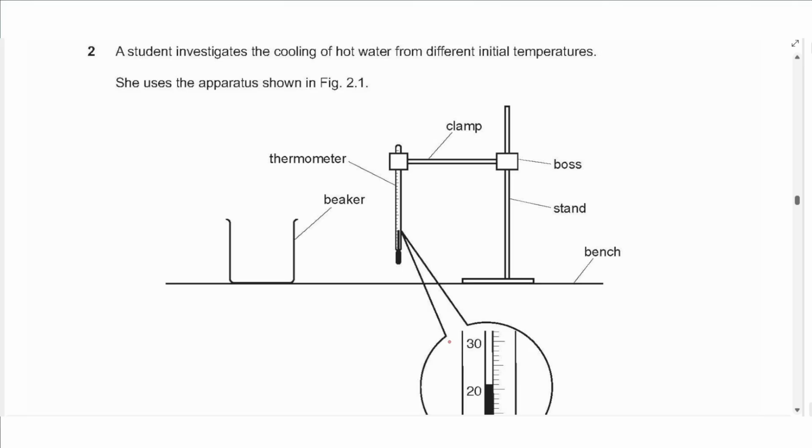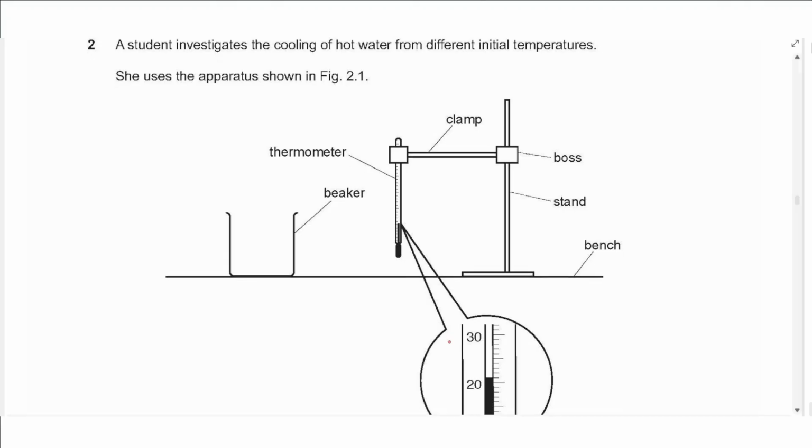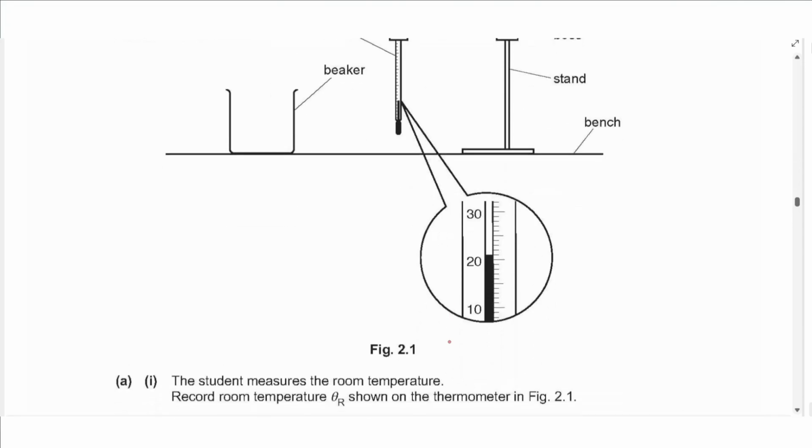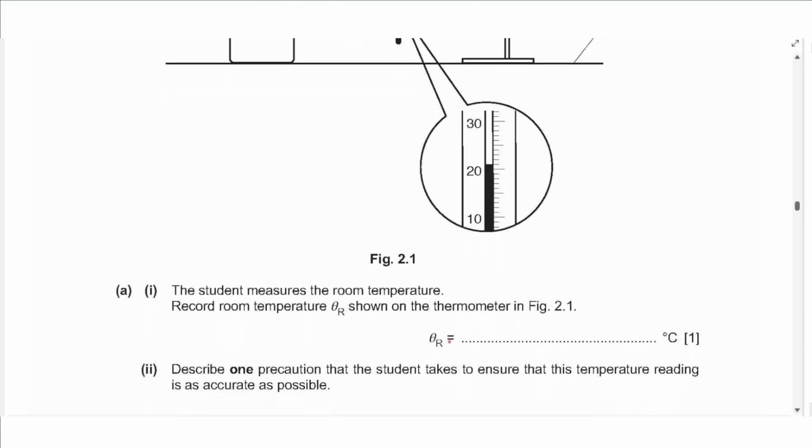Question 2 says, a student investigates the cooling of hot water from different initial temperatures. She uses the process shown in figure 2.1. There is a clamp holding a thermometer and there is a beaker. The thermometer is showing a reading. The student measures the room temperature. Record the room temperature theta R shown on the thermometer. This is 21 degrees Celsius.